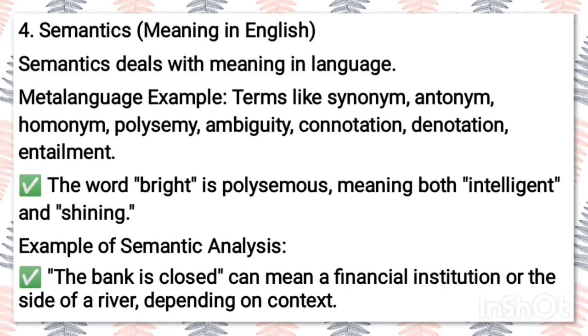Next one is semantics. Semantics is the study of meaning in language, focusing on how words, phrases, and sentences convey meaning. Metalanguage examples are synonyms, antonyms, polysemy, and ambiguity, terms used in semantics to discuss different aspects of meaning. For instance, the word bright can have two meanings, polysemy: it can mean both intelligent and shining. Ambiguity: the sentence "the bank is closed" could refer to either a financial institution or the sides of a river, depending on context.